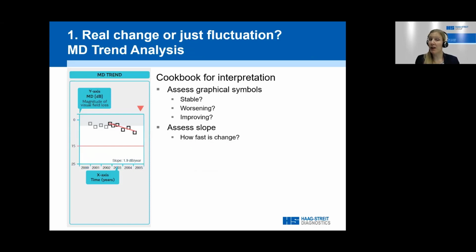So now it gets really simple and really quick. You just look at the visual field series. You look for the symbol, a red downward arrow, okay, significant change. You look at the slope, how fast is it? Here it is 1.9 decibel a year, and you're done.